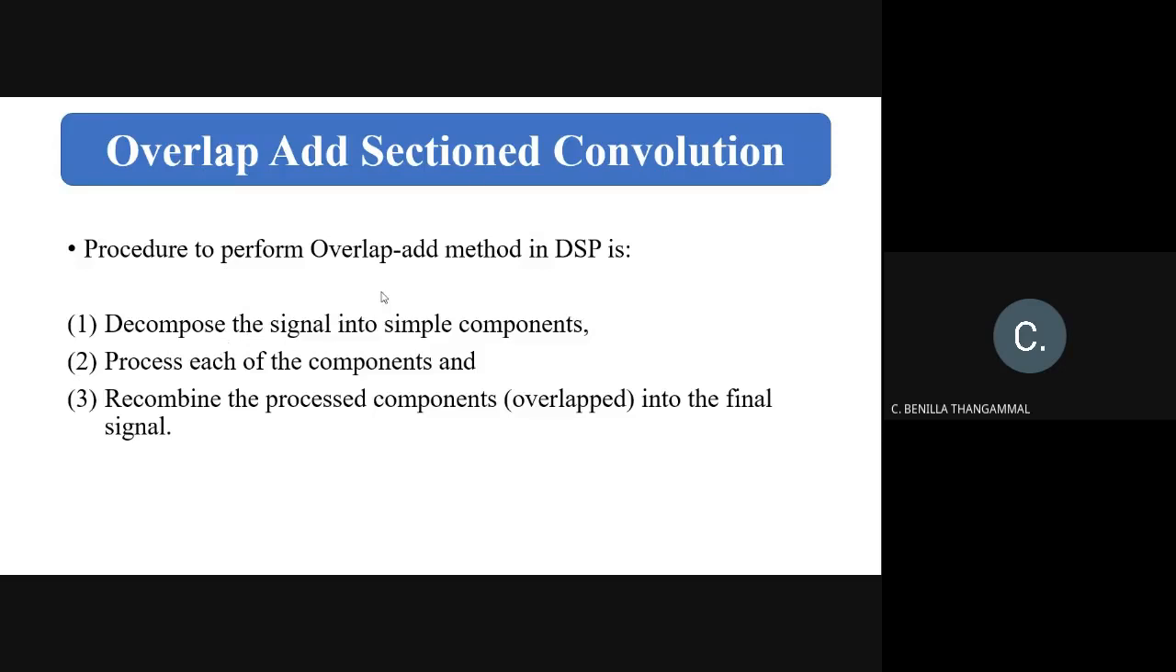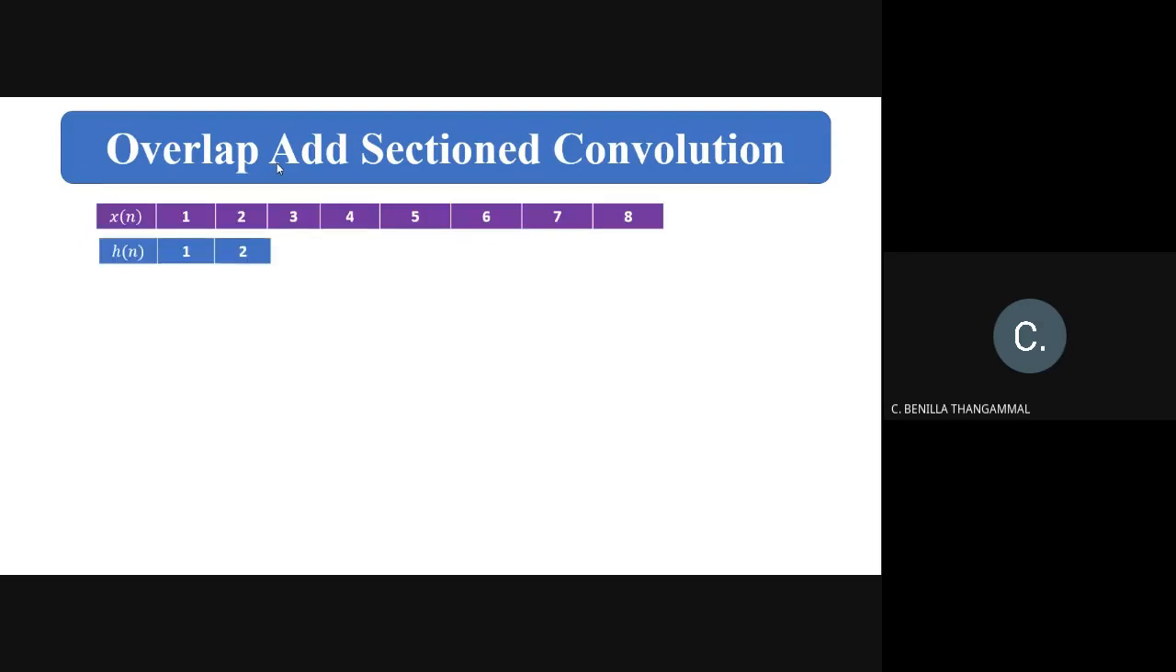So first, decompose the signal: section the larger sequence. Then perform the linear convolution, then the overlapping sequences are added together to get your final sequence. So we'll see this procedure here. I'll take x of n and h of n, where x of n is going to have 8 samples and h of n is going to have 2 samples. If so, y of n will have 8 plus 2 minus 1, so 9 samples, right? Until all 8 samples of x of n have arrived, I couldn't start the convolution here.